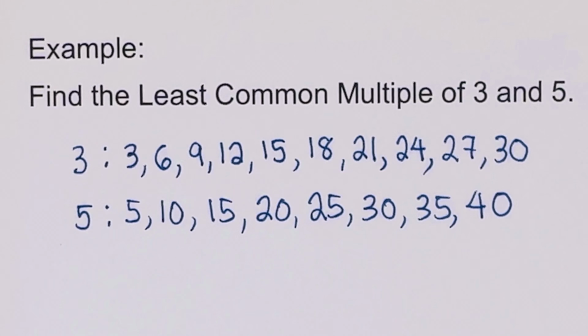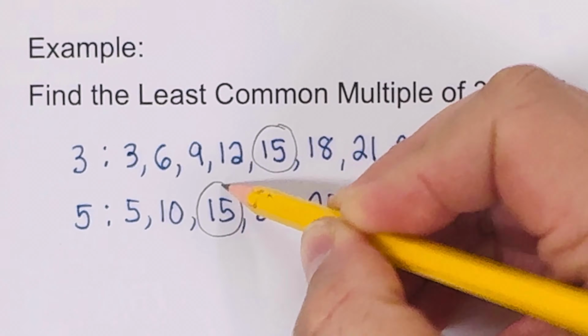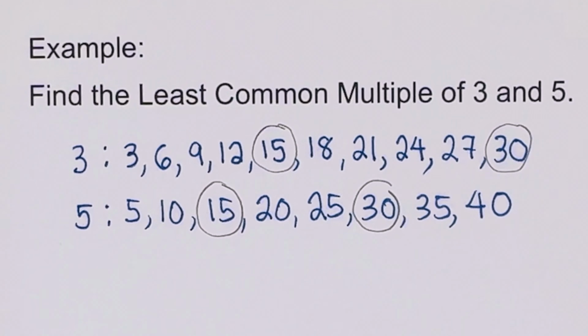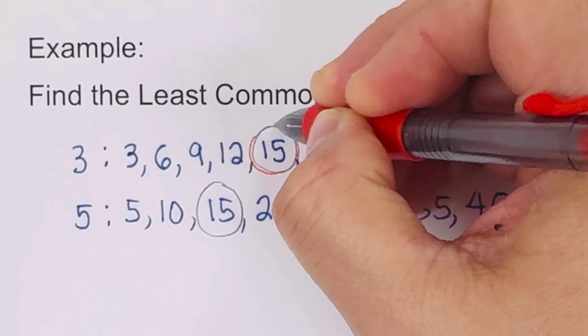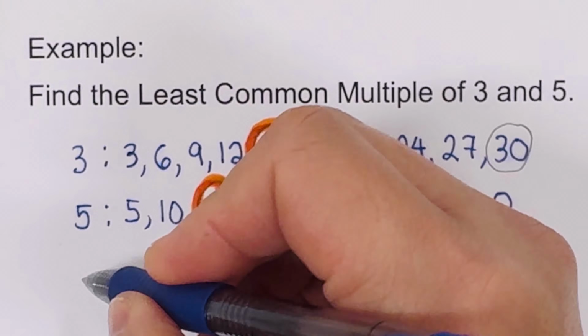Now what we do next is to find numbers that are common to both 3 and 5. Looking at this, we can see that these numbers are 15. So 15 is common to both of them. We also have 30 is common to both of them. When we say least common multiple, we're looking for the lowest number that is common to both of them. So in this case right here, we have 15. So our LCM is 15. So I'm just going to go ahead and write that down here.